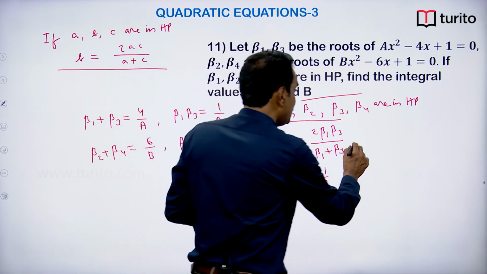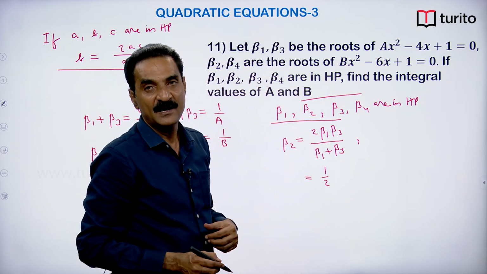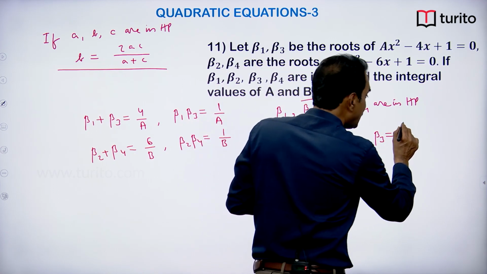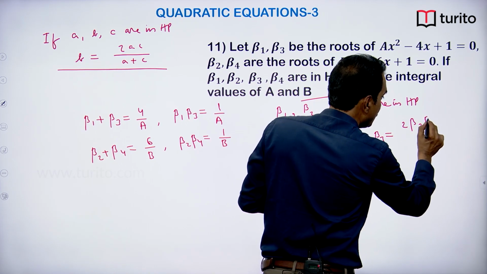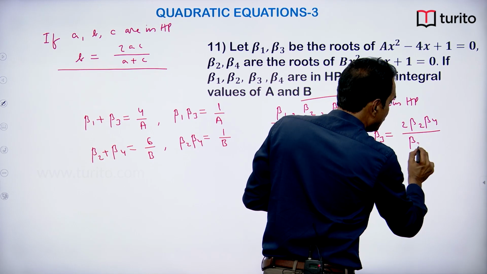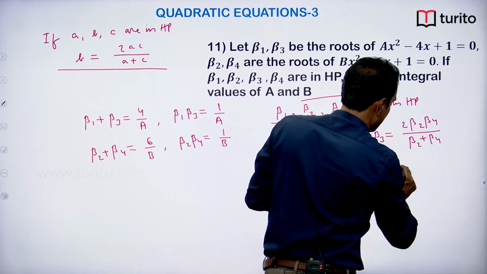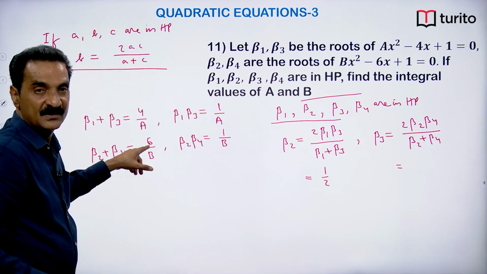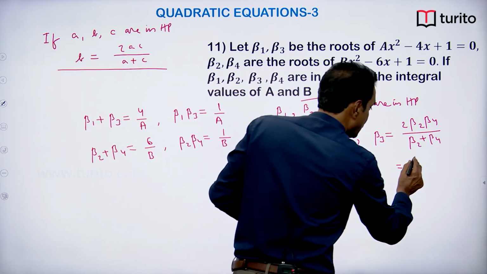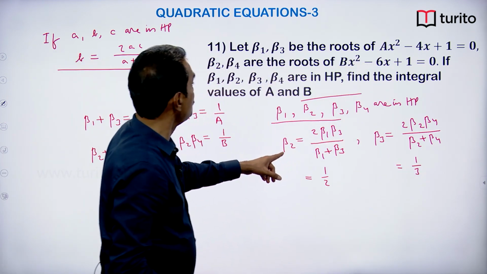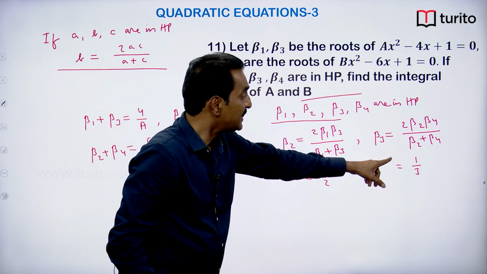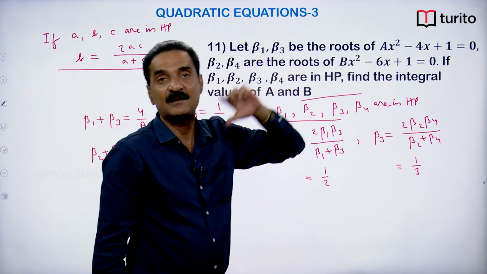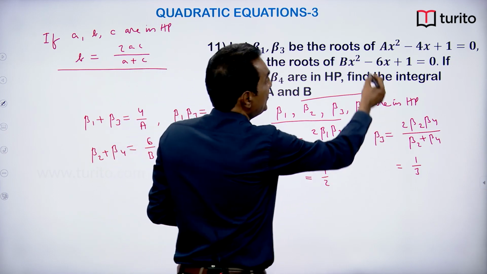Okay. Similarly, if beta 2, beta 3, beta 4 are in HP, beta 3 is equal to 2 beta 2 beta 4 by beta 2 plus beta 4. Substitute these values. 2 by B by 6 by B, that will be 1 by 3. Beta 2 is a root of the second equation. Beta 3 is a root of the first equation. So, if I substitute beta 3 in the first equation, I will get the value of A.